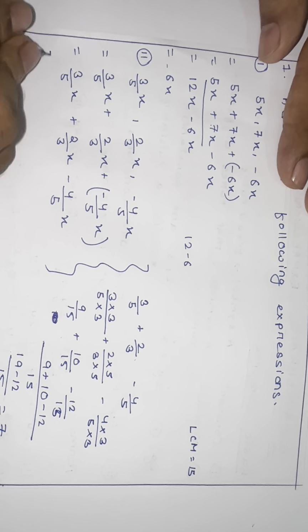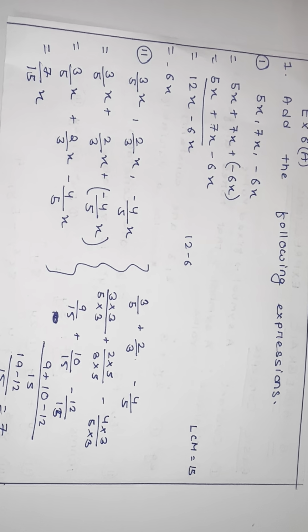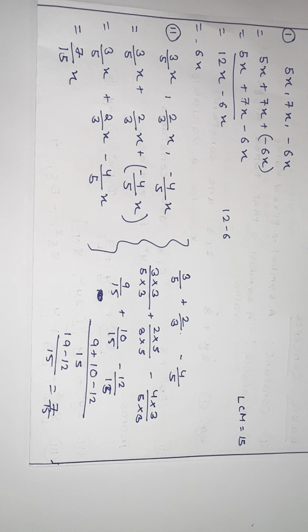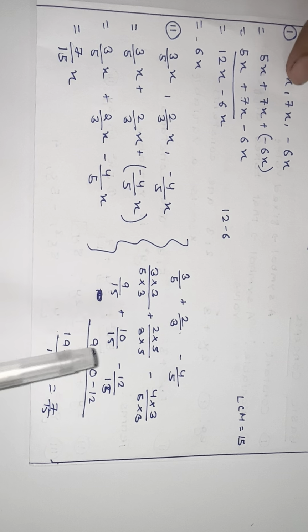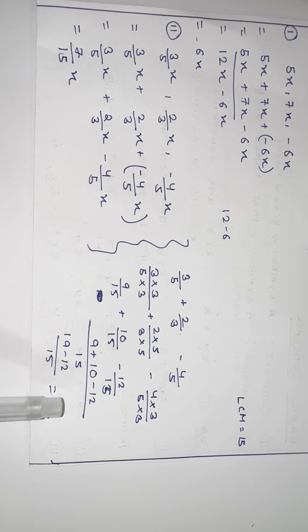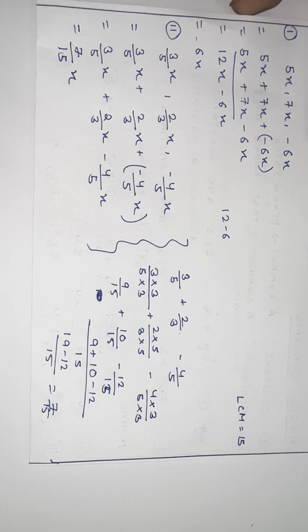So the answer will be 7 by 15, and in front of that you write x. So the answer is 7 by 15 x. This step I am repeating again because the denominators are same: 15, 15 and 15. 9 plus 10 minus 12 by 15. 9 plus 10 is 19. 19 minus 12 is 7 by 15.